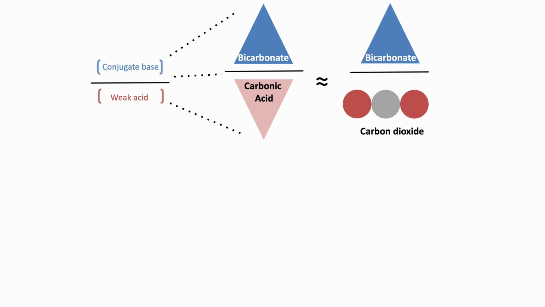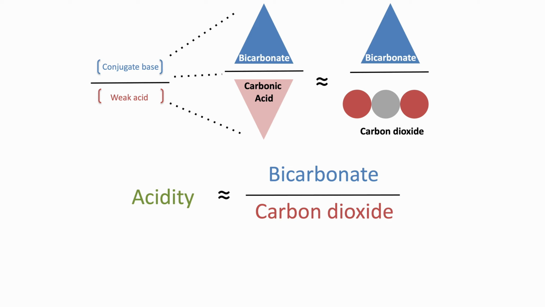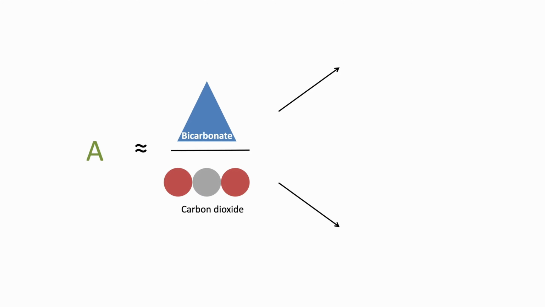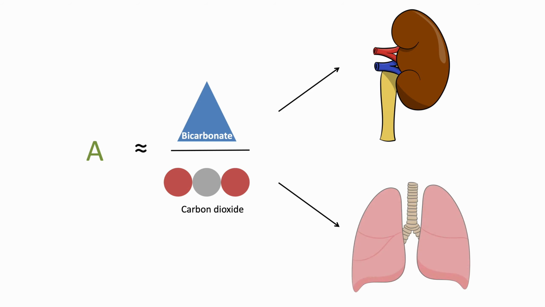In the Henderson-Hasselbalch equation, we substitute carbon dioxide for carbonic acid. The partial pressure of carbon dioxide is much more readily measured than carbonic acid. So, the acidity is determined by bicarbonate over carbon dioxide. An easy way to remember this is that the acidity A equals B bicarbonate over C carbon dioxide. In an upcoming module, we'll review the handling of bicarbonate by the kidneys. For now, recognize that bicarbonate is regulated by the kidneys and carbon dioxide is regulated by the lungs.